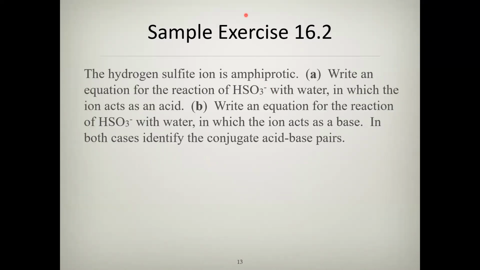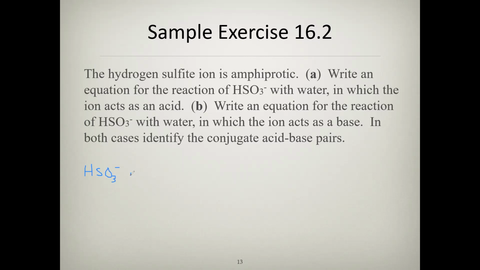Oh, and then similarly, so kind of like the previous example, we had the HCO3- that could act as an acid or a base, could accept or donate a proton. We'll see the same thing with the hydrogen sulfide. So amphiprotic just means it can accept or donate a proton. And we can have the hydrogen sulfite ion, HSO3-, do the same thing.